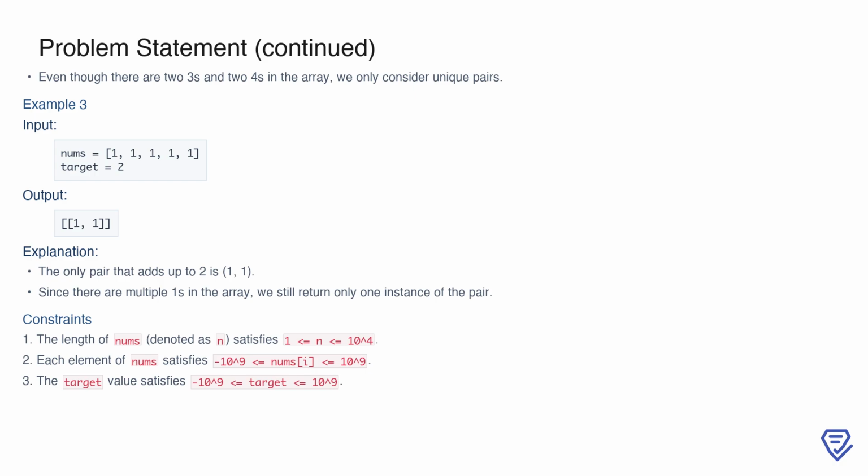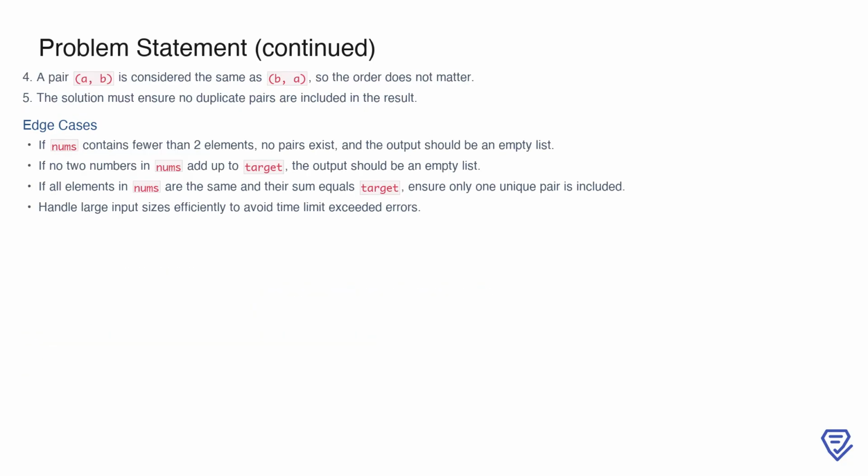The problem also comes with constraints to guide the solution. The array nums can have a length of up to 10,000, and the range for each element as well as the target is extremely large, going from -1 billion to +1 billion. Therefore, the solution must be designed to handle these constraints efficiently. Additionally, it's important to note that the order of the integers in a pair does not matter. A pair like a, b is considered the same as b, a, so duplicate pairs must be excluded from the result.